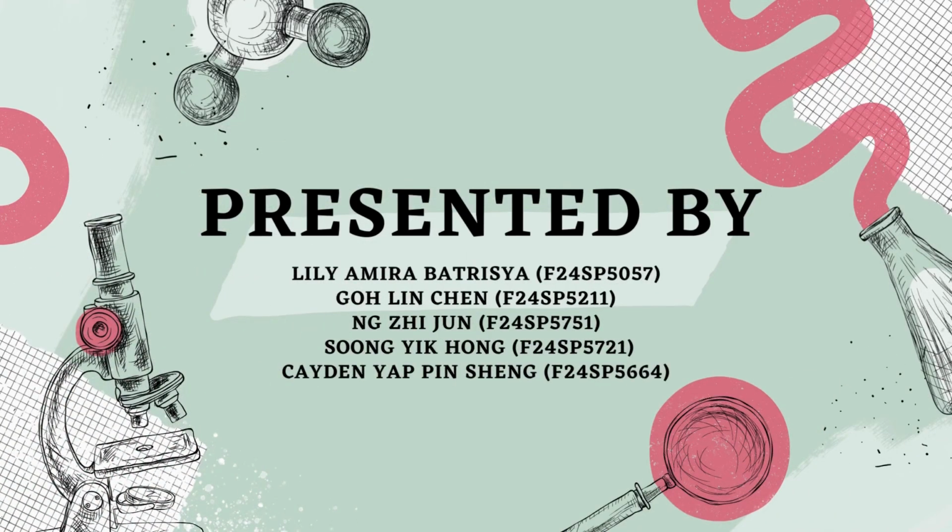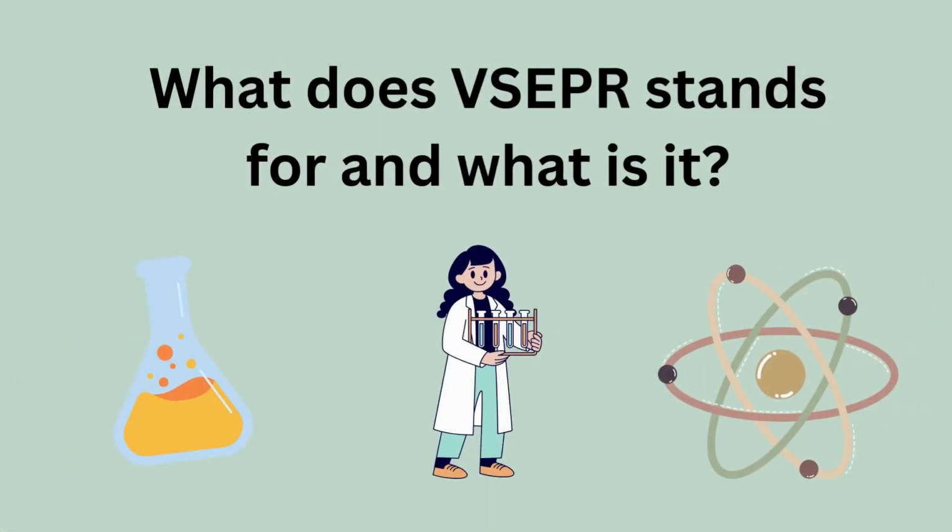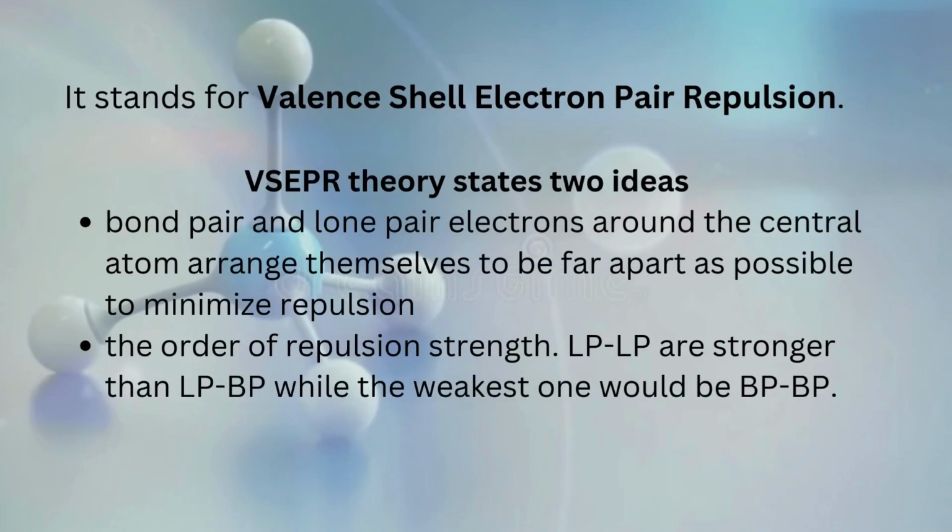So in today's video, we'll be explaining VSEPR. So what does VSEPR stand for? It stands for valence shell electron pair repulsion. VSEPR theory states two ideas. The first one is that bond pair and lone pair electrons around the central atom arrange themselves to be as far apart as possible to minimize repulsion.